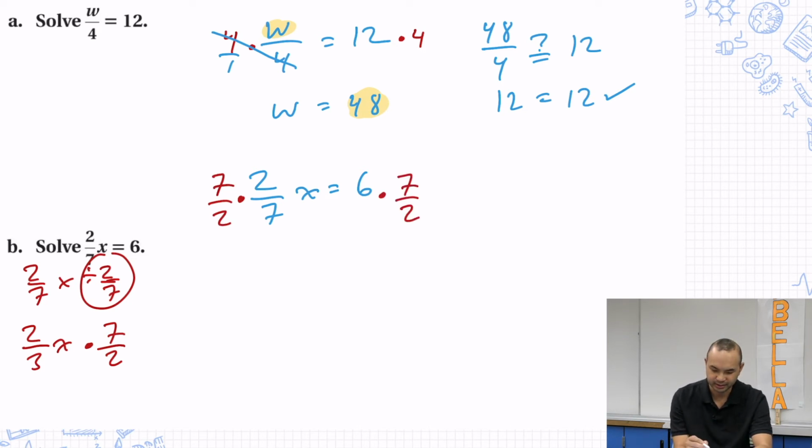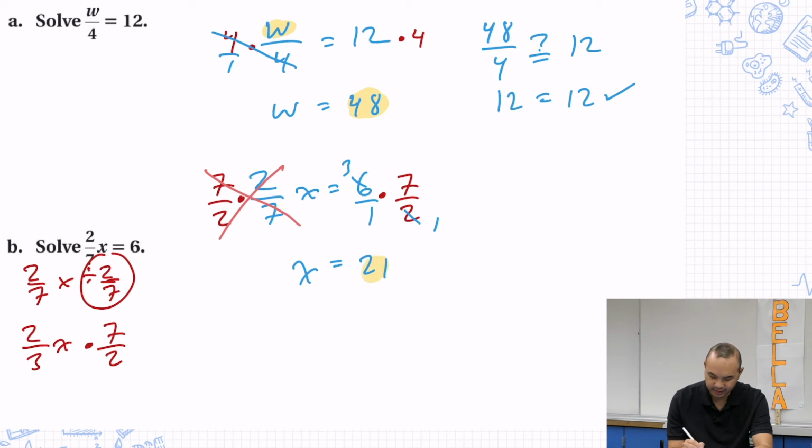So as you can see here, it's really nice. The 7s cancel, the 2s cancel, and all you're left with on the left side is x, okay, equals, and then now you just multiply across. You can cross cancel right there. This is a 1 and a 3, and so you get 21.